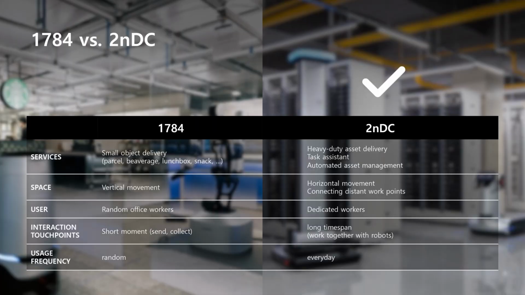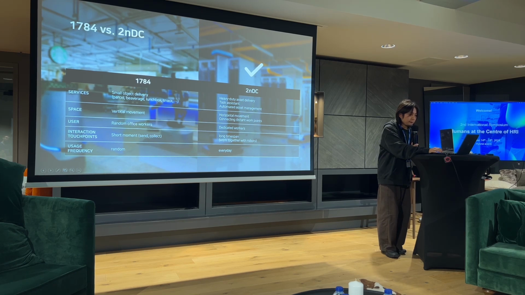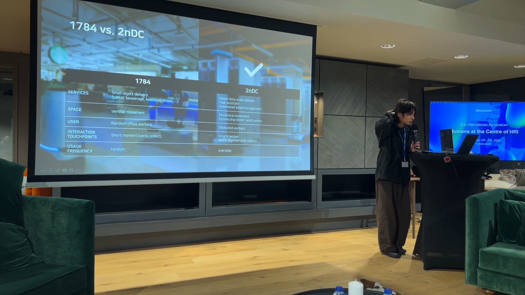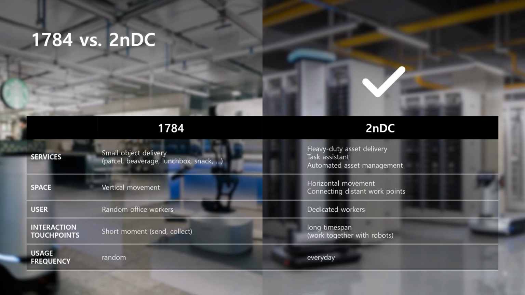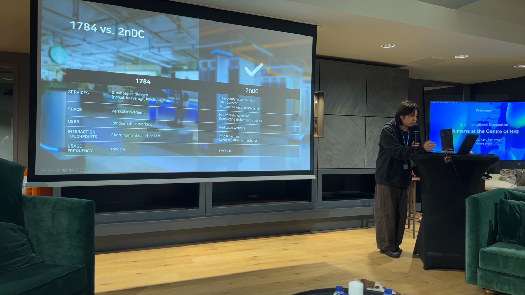But there's a difference between the 1784 and 2NDC projects. In 1784, robots deliver just small items, while in 2NDC, they move very large and heavyweight assets. And users in 1784 have very short and infrequent interaction with robots, but in 2NDC, users are mostly dedicated data center workers who interact with robots for more than an hour per day. These kinds of differences affected the physical design as well as the robot's identity, embodiment, and the way the robot interacts with people.